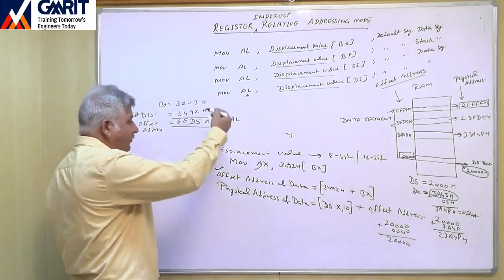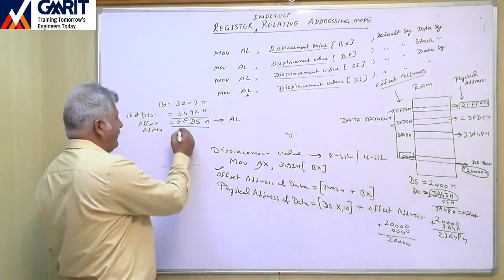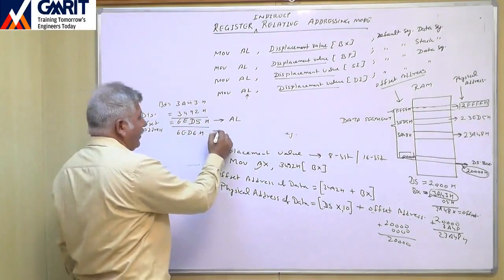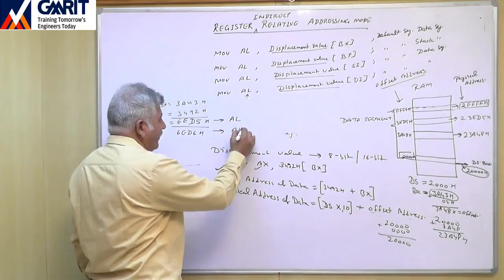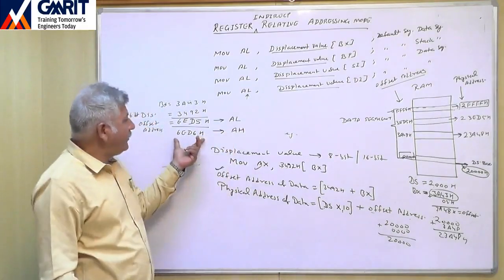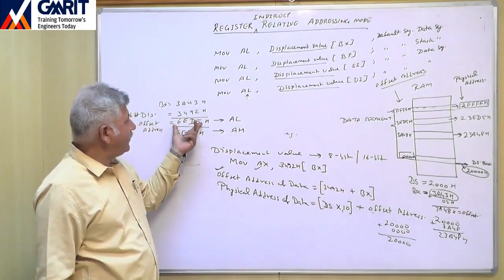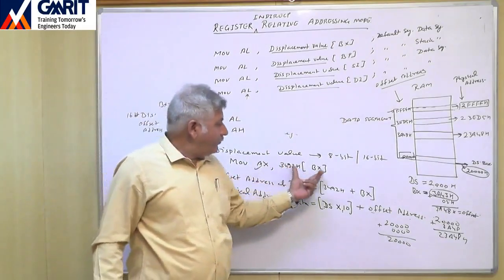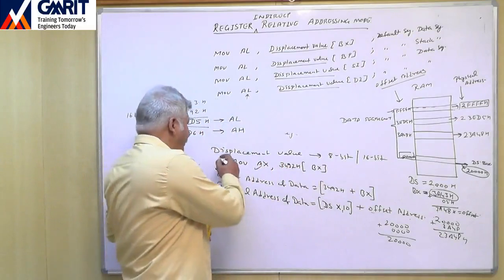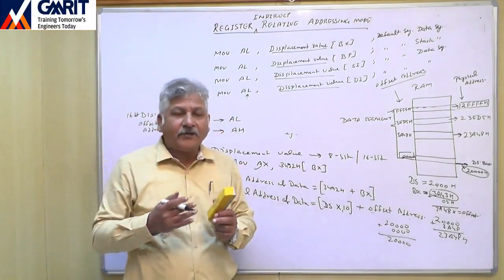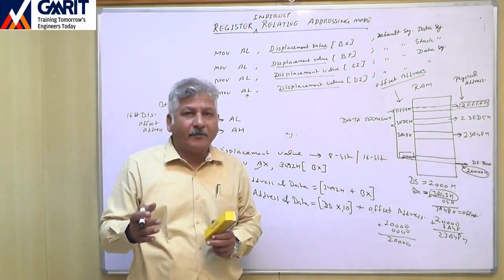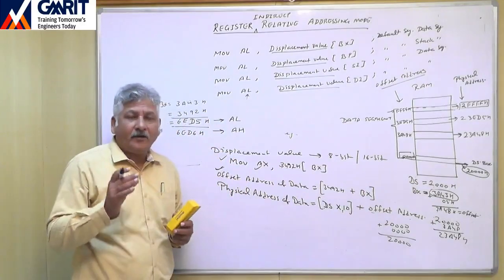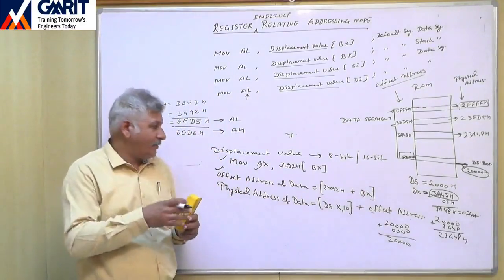Then the next offset address will be 6ED6H, and from this, data will be moved to AH. So from the higher offset, data will be moved to the higher register, and from the lower offset address, data will be moved to the lower register. And if we want to transfer data from some other segment apart from the data segment, then we have to use a segment override prefix. That is also possible.